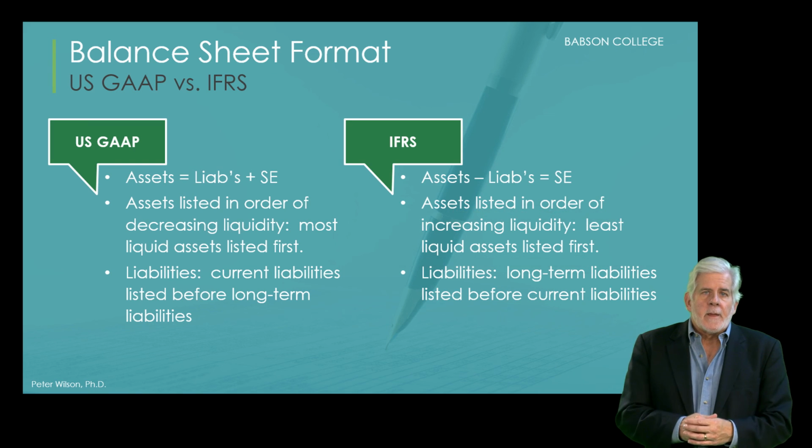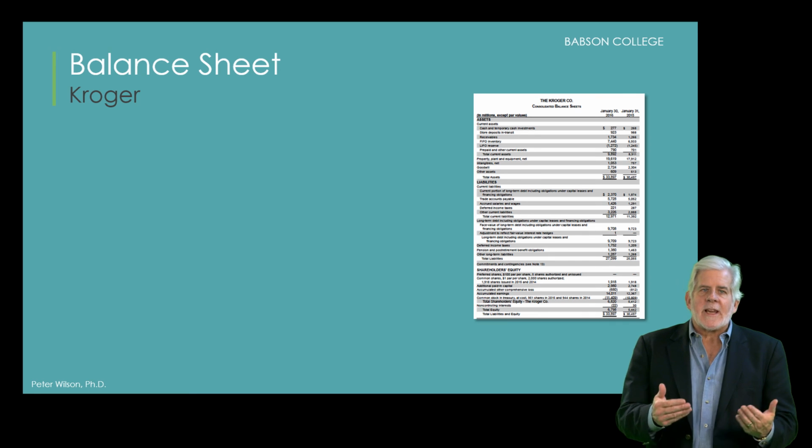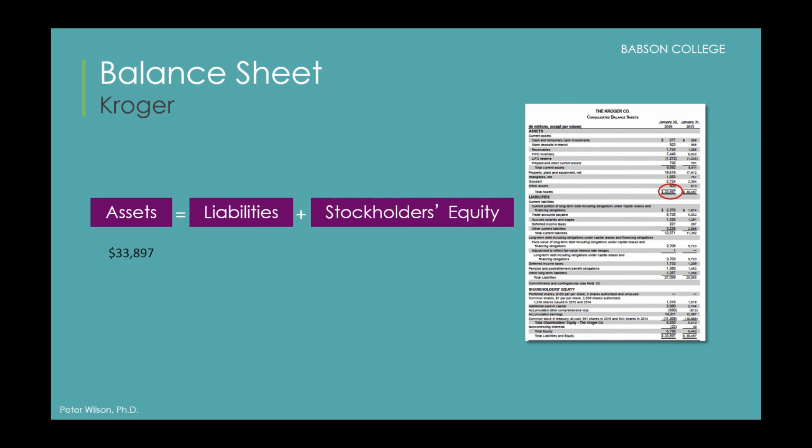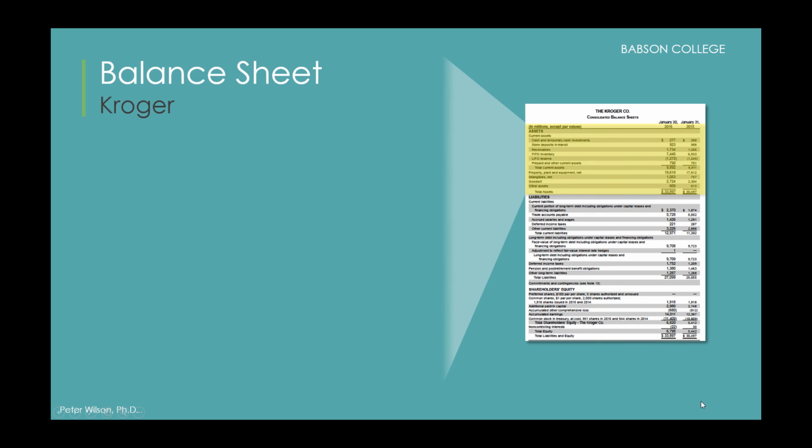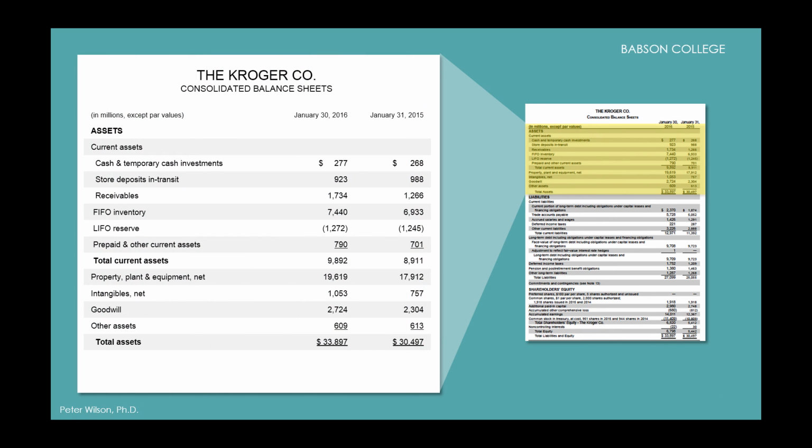For example, here's a sample of a US GAAP balance sheet for Kroger, the grocery store chain. You can see how total assets equal the sum of liabilities and stockholders' equity, and how the listing of assets and liabilities is in order of decreasing liquidity.